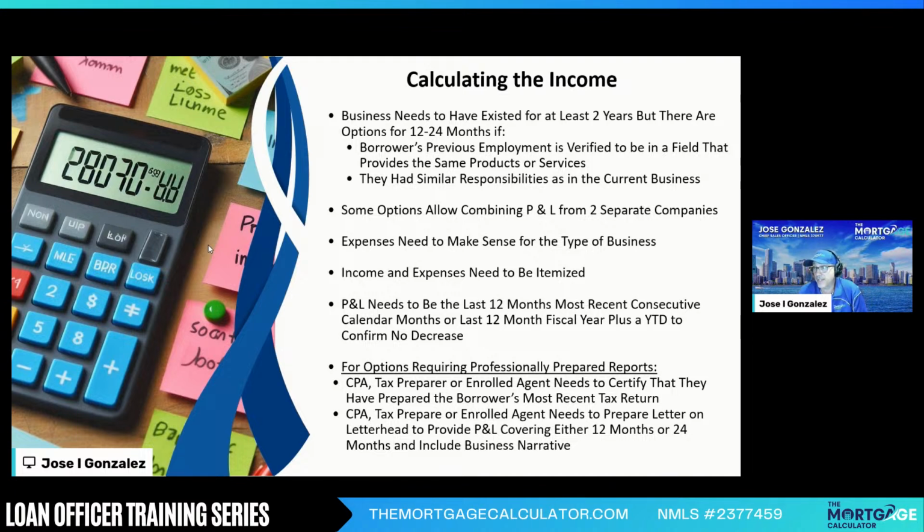Be aware that the CPA, tax preparer, or the enrolled agent needs to certify in the letter that they have prepared the borrower's most recent tax return. If you're using a 1-year P&L, it's the borrower's most recent tax return; if you're using the 2-year P&L, it's the most recent 22 and 23 tax returns. Keep in mind also that the CPA or tax preparer needs to prepare a letter on letterhead to actually provide the P&L. One thing is the cover letter that they're going to provide, which is going to be like a business narrative, and the other one is actually the P&L under letterhead for either the 12 or 24 month period that you're looking for.